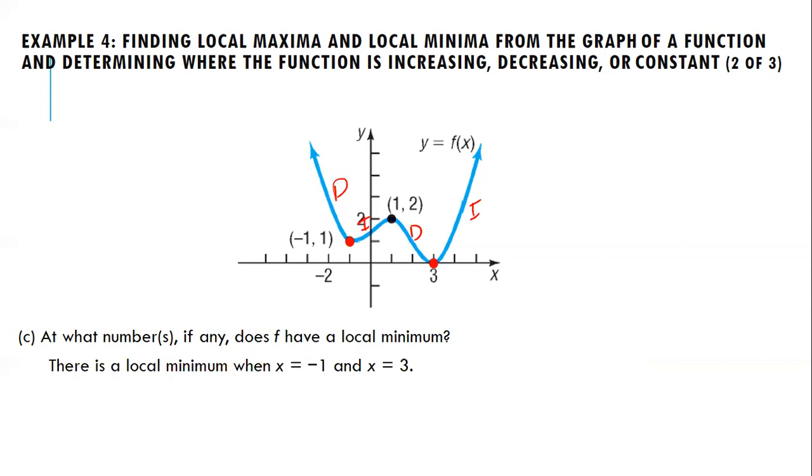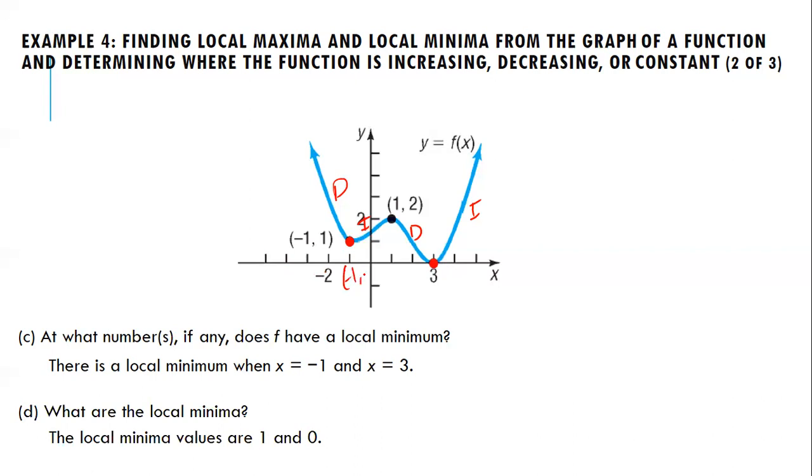And because I'm looking for where it happens, that's the what again? The where is the X, where it happens. Okay. What is my local minimum? What are the local minimum? They are 1 and 0, because it's the Y value of where it's at, right? So this one is at -1, 1. Oh, it's written there. My bad. This one's at 3, 0.